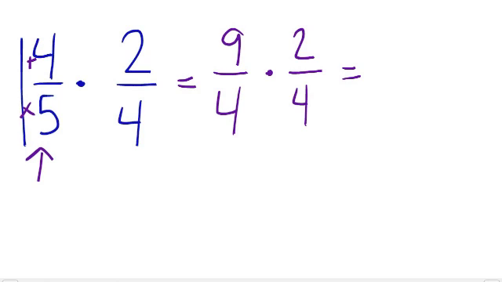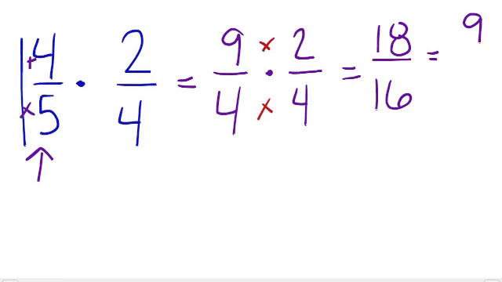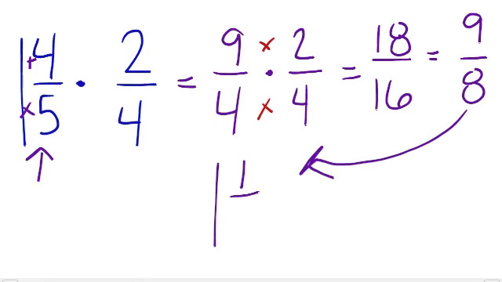Okay, then we get 9 times 2 and 4 times 4. So 9 times 2 is 18, and 4 times 4 is 16. And then to simplify that fraction, we find a number that is a factor of both of those, which would be 2, so that would be 9/8. Now we know that 9/8 is actually an improper fraction, so we're going to go ahead and change that to a mixed number. So 8 can go into 9 one time, and there is 1/8 left over.